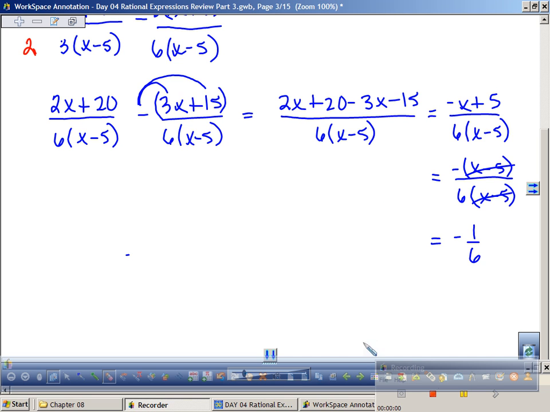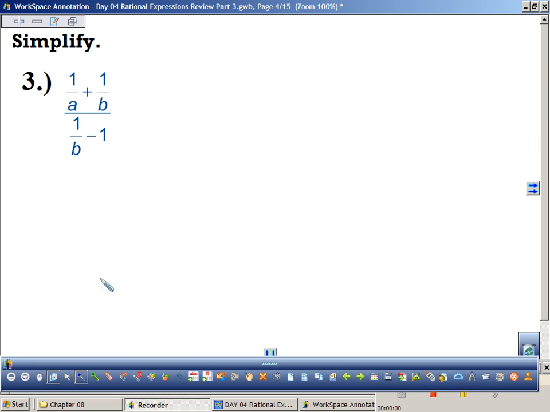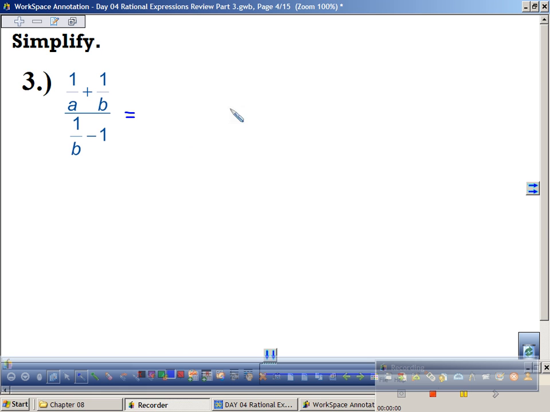Are we ready? Okay. One more and then you guys are going to do them on your own. All right, what's my first step on this? So we're going to write it horizontally. So I would get 1 over A plus 1 over B divided by 1 over B minus 1 over 1.